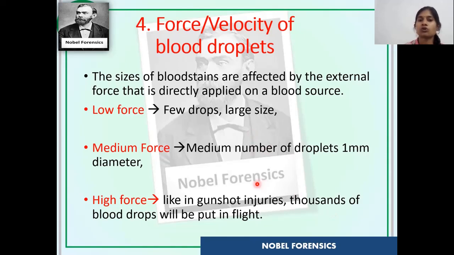So now we know about the low force, medium force, and high force. Whenever we are observing at the crime scene, from the crime scene blood stains, we should identify whether those blood drops are formed because of low force, medium force, or high force. From the blood stains, we can identify the force applied, whether low force, medium force, or high force.